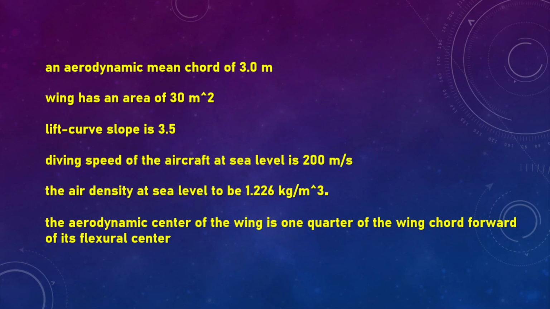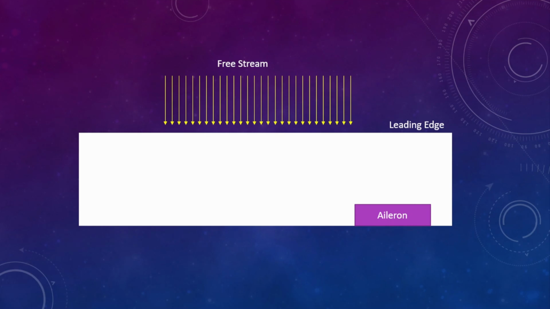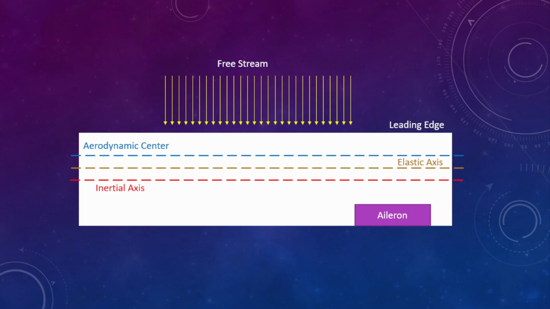Our aerodynamic center is a quarter chord forward of the flexural center. Now let's refresh our memories from the offline class. Here you can see one section of the wing. I have to remind you, this is a static problem, and even though we have the aerodynamic center, we have the elastic axis, which is also known as the flexural center in this particular problem. If the terminology is different, you should not be worried. Elastic axis and flexural center are the same place, at least for this problem.